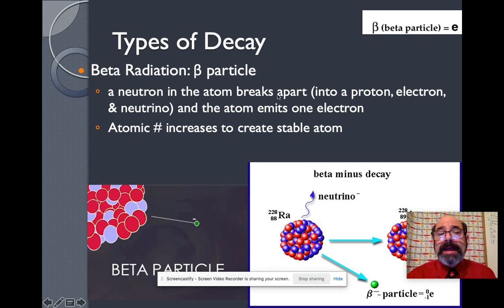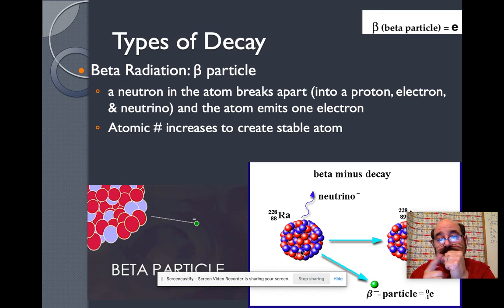Next type is the beta particle. What is a beta particle? A beta particle, here is a picture of it. It is an electron. Notice it has 0 mass, 0 protons, 0 neutrons, but it has a charge of -1. So how does that happen? Inside the nucleus, there's a neutron. It splits apart into a proton and an electron. The electron comes flying out, but it's not a regular electron. It's a beta particle. It's radioactivity really fast. Comes flying out and leaves the nucleus.